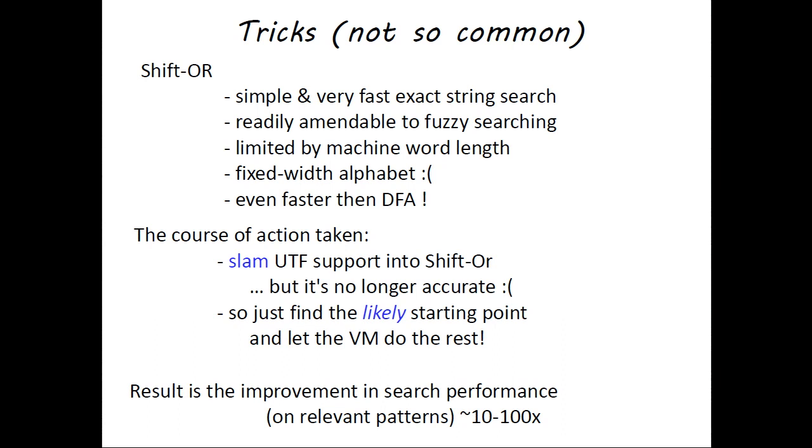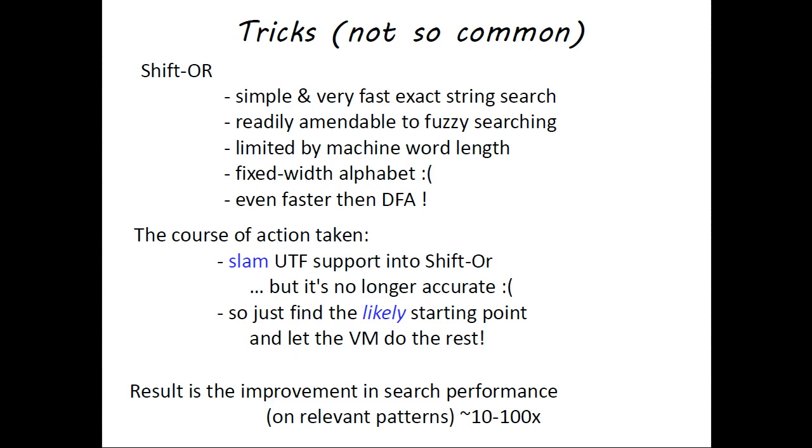And indeed, I found a simple, robust and well understood algorithm called shift-or. It's a bit parallel NFA simulation, in fact. It has some great qualities, like it's linear time search. It's readily amenable to fuzzy searching, so it can search for things like, say, simple character classes. And it's even faster than DFA, basically the go-to thing to match strings, like, say, a hierarchical search that constructs a DFA.